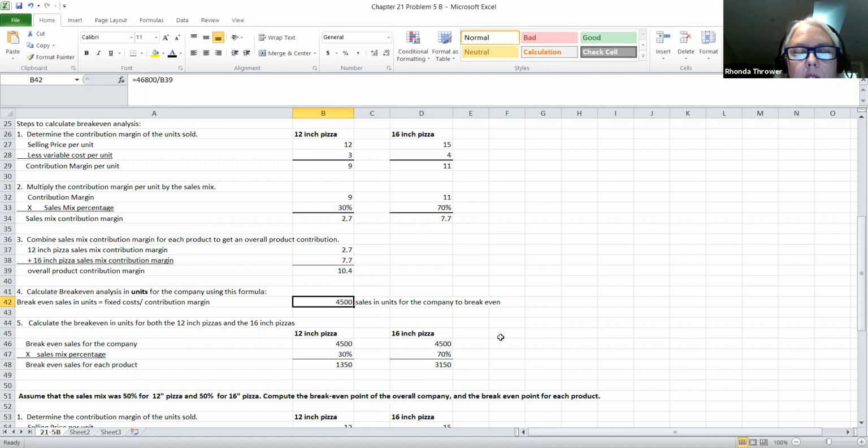And so if you had an additional product, we would just keep doing the calculations for this. The main thing that you need to remember is you have to find a contribution margin per unit for each product, and multiply that contribution margin by the percentages of the sales mix. In this case, since we had two products, 30% was for the 12-inch pizzas, so the remaining 70% is for the 16-inch pizza. If we had more than two products, all of the percentages have to equal 100%.